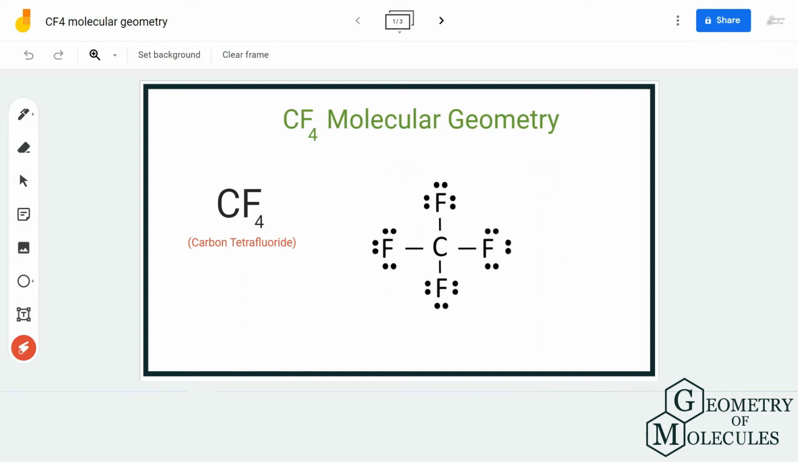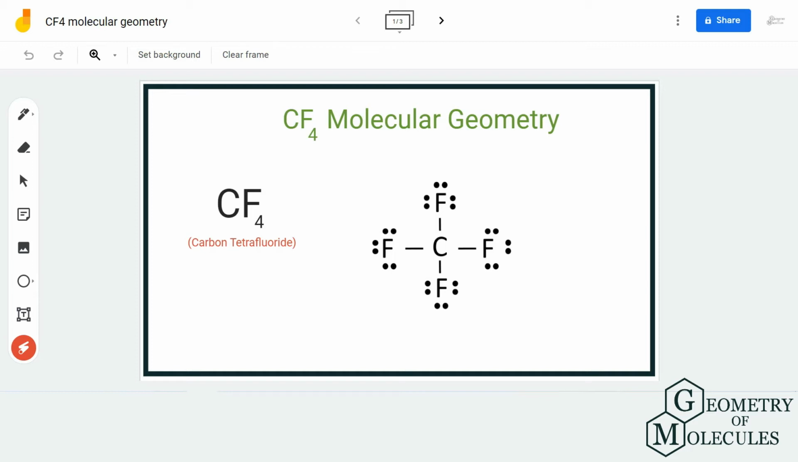So this is the Lewis structure of CF4, in which the carbon atom is in the center and it is forming bonds with 4 fluorine atoms. Here all the atoms have complete octets, so it is very important to check all these things before determining the molecular geometry, because the lone pairs and the number of atoms forming bonds with the central atom are important when it comes to determining the molecular geometry.